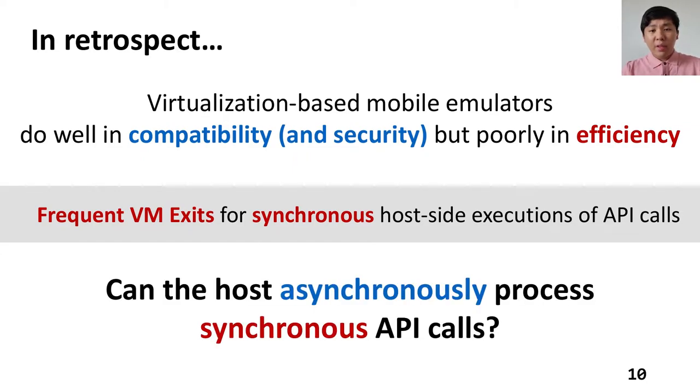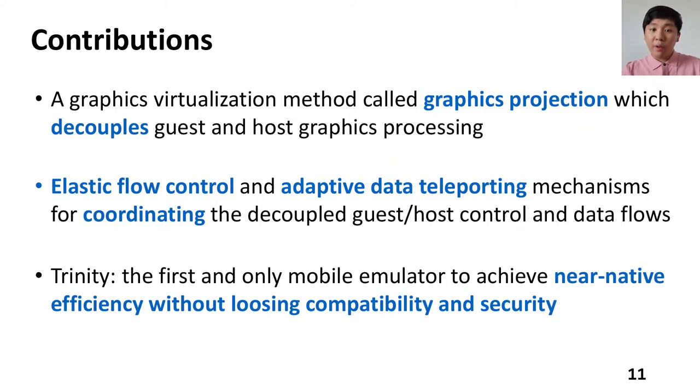So we ask, is it possible for the host to process API calls asynchronously, even though they are synchronous by design? So in this work, we make the following contributions. First, we propose a new graphics virtualization method called graphics projection, which decouples guest and host-side graphics processing. Second, we devise elastic flow control and adaptive data teleporting mechanisms for coordinating the decoupled guest-side and host-side control and data flows.